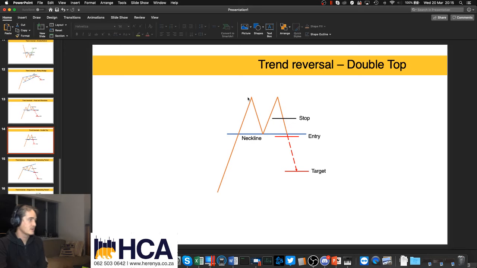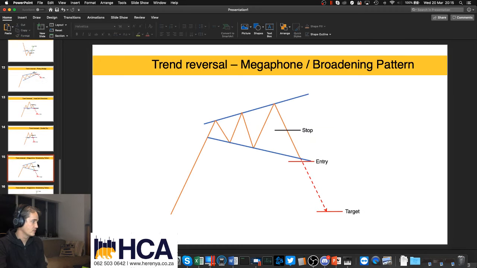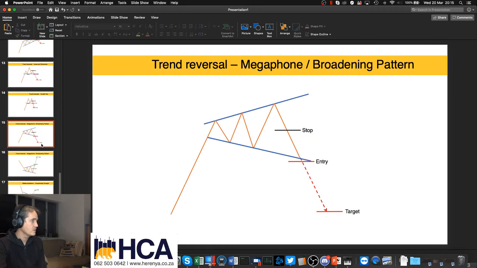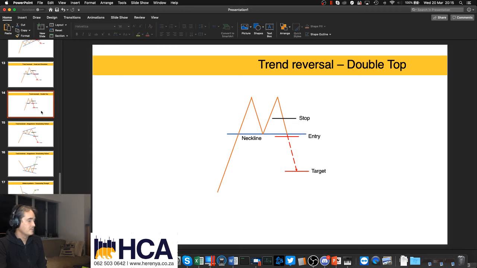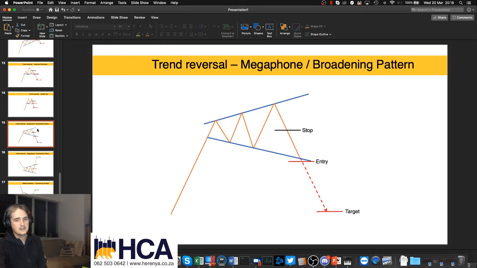You measure neckline to this area here, and you project that out, and you have your target for your double top formation. So those are all reversal patterns. Then there's two more, well, one really, which is a trend reversal pattern. It can work in two directions. It is a megaphone pattern or a broadening pattern.